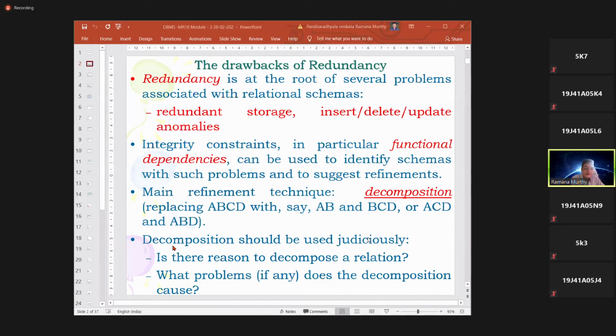We need to identify the problem. We can't invite problems for getting some small advantage, sir. Whatever we are gaining should be more than whatever we are losing. So we need to identify what problems may arise during the decomposition. If we have a satisfactory answer, then we go for the decomposition. That is the main essence of this particular class.